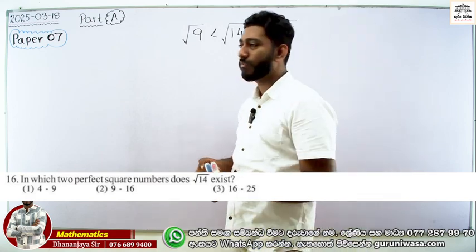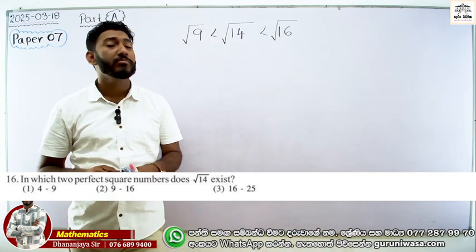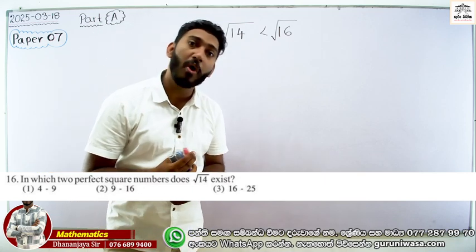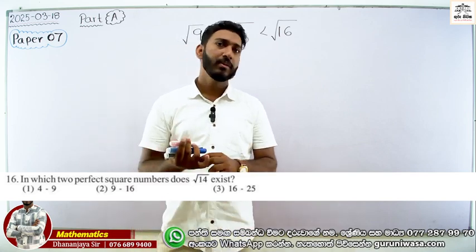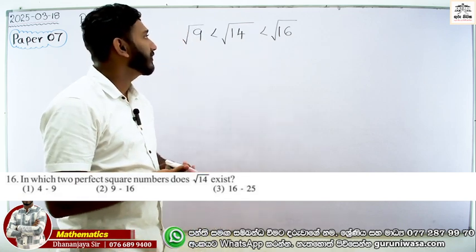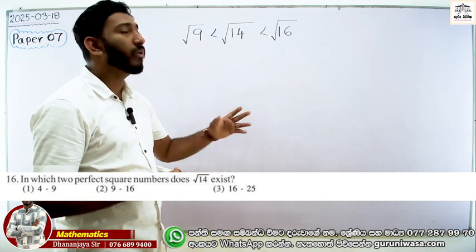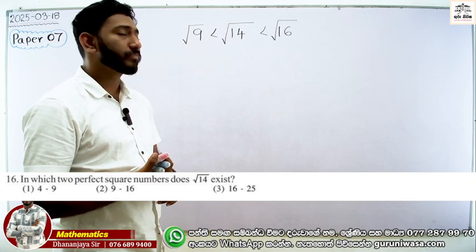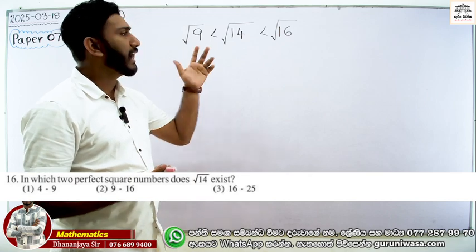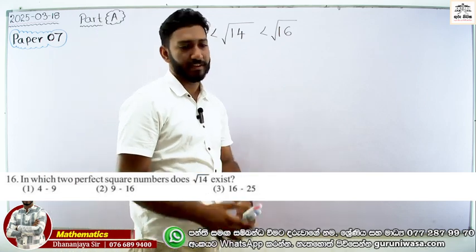9 and 16. Which perfect square numbers? They are not asking about square numbers, son. They ask which two whole numbers. Which two whole numbers is the square root of 14 between? It becomes 3 and 4. But in this situation, the perfect square numbers become 9 and 16. That's easy.